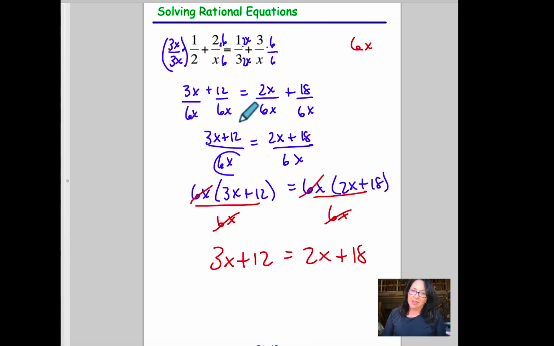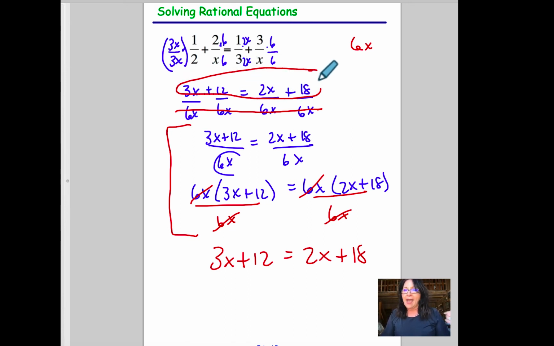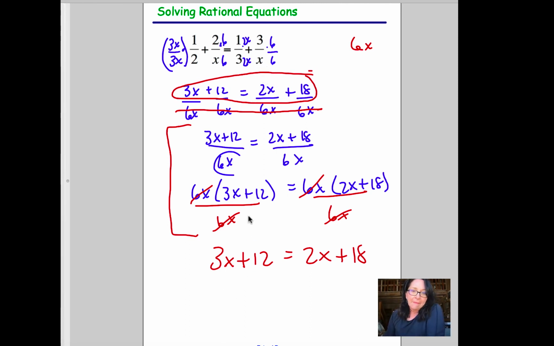What that means is that these two steps right here, realistically, are not required because if you know that when you cross multiply, your 6x's or your denominators are going to cancel, this is what I would do, is cross that out, because this 3x plus 12 is basically the numerator after you have gotten the denominators to equal the same terms. So now I just have to simplify. I'm going to subtract 2x. I get x.